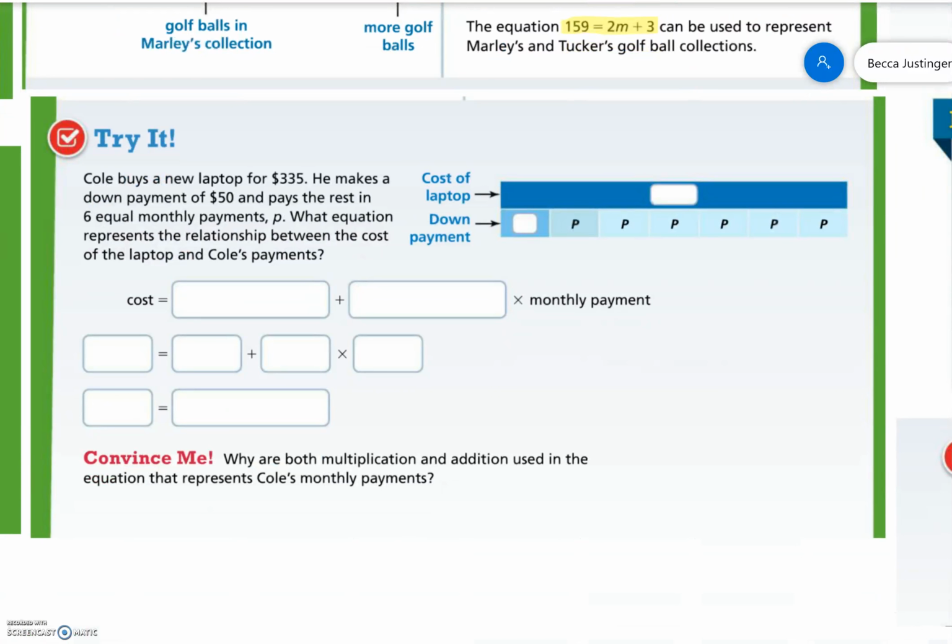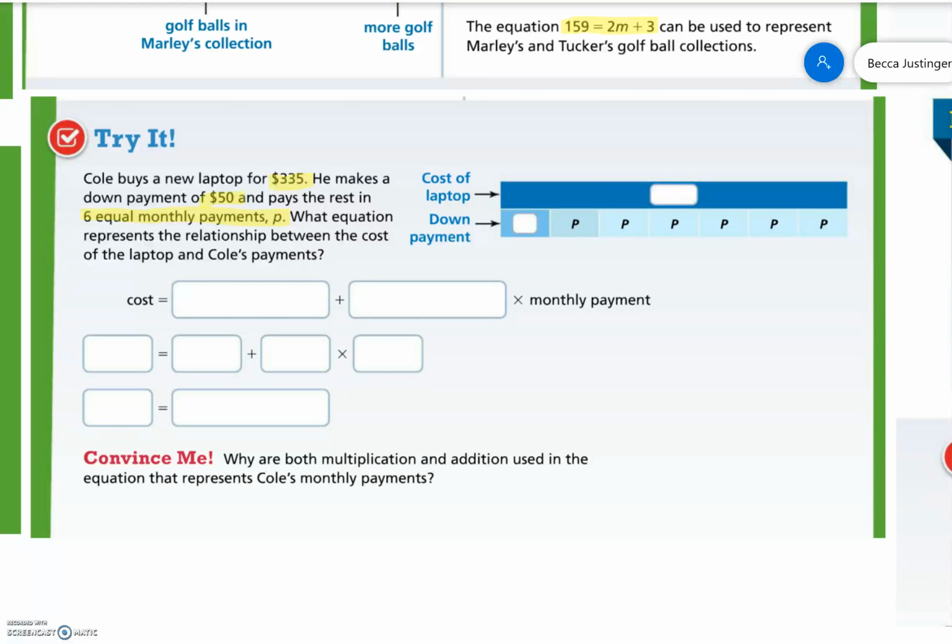Try it. Cole buys a new laptop for $355. He makes a down payment of $50 and pays the rest in 6 equal monthly payments P. What equation represents the relationship between the cost of the laptop and Cole's payments?